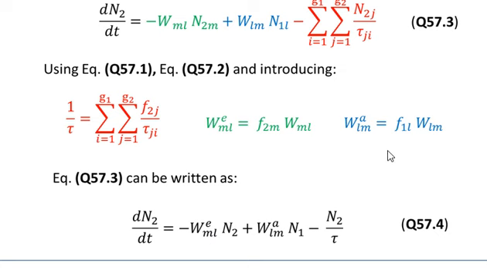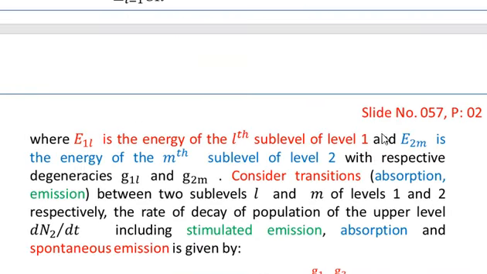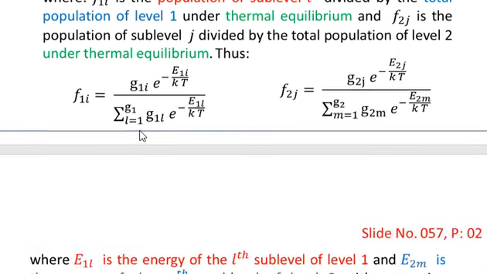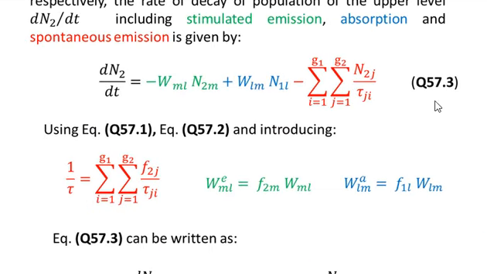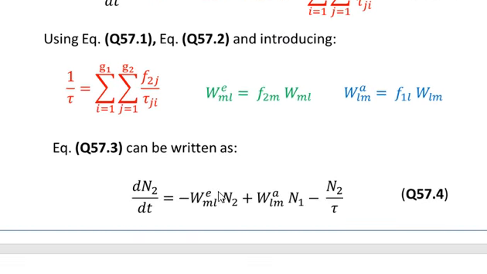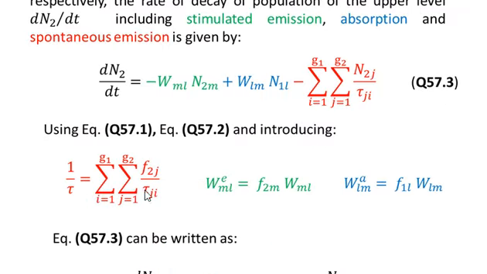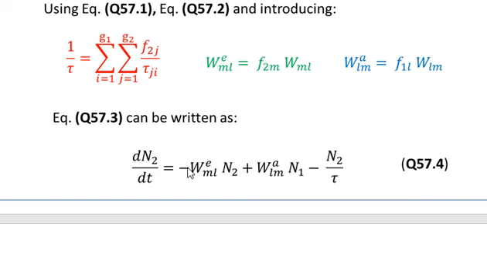And similarly, we have used this definition along with the definition given over here in this equation. Instead of I, we are using L over here. So N1L is equal to F1L into N1, and this F1L has been used with WLM, and replaced by WLMA. Making these substitutions, and similarly introducing tau over there, and also using the definition N2J is equal to F2J into N2, and using F2J in the definition of 1 over tau over here, we can write equation number 3 as given in equation number 4.